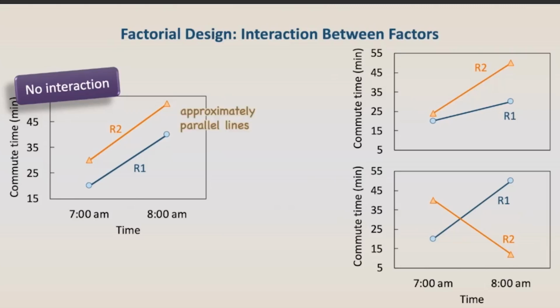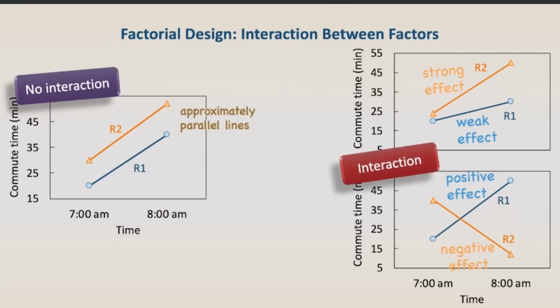However, the graphs on the right tell a completely different story. In the upper graph, the leaving time has a weak or small effect when using route 1, but a strong effect when using route 2. In the lower graph, the leaving time has a positive effect when using route 1, meaning the commute time increases by leaving at 8 a.m., and has a negative effect when using route 2, meaning the commute time decreases when leaving at 8 a.m. In both cases, the effect of the leaving time on the commute depends on the route, showing a clear interaction between them.